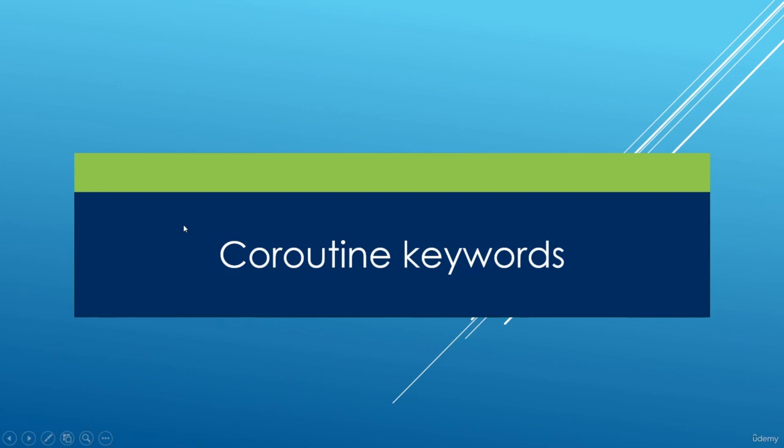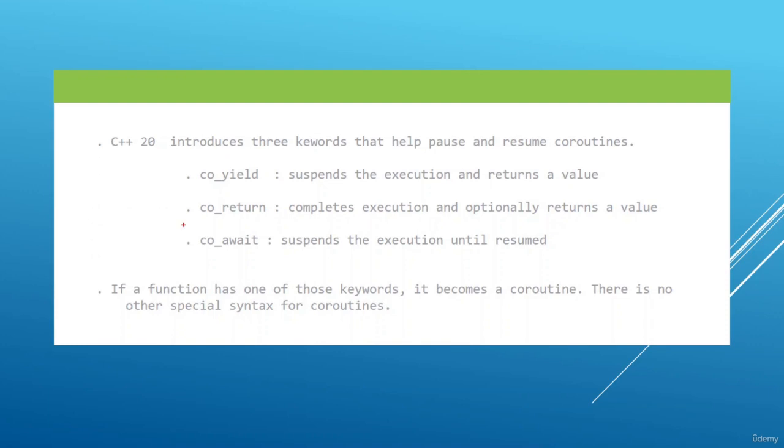In this lecture, we're going to learn about the new keywords introduced in C++20 to allow us to pause and resume our coroutines. And they are what you see here. We have co_yield, which is going to suspend our coroutine and return a value that we can use in our C++ program. We have co_return, which is going to complete execution of our coroutine and optionally return a value. So this is really going to be a return statement from a function, but it is going to be different in a way in that it is going to pause our coroutine.